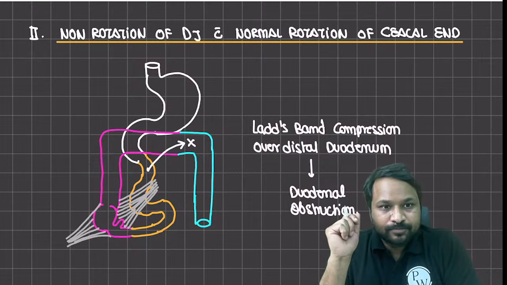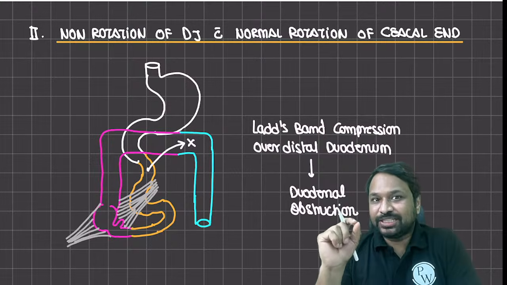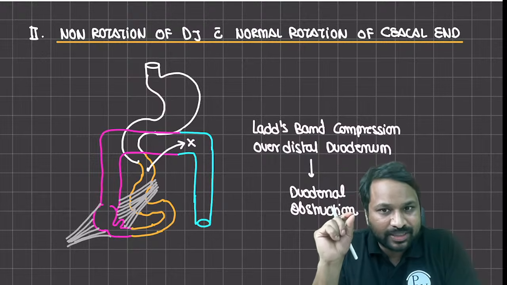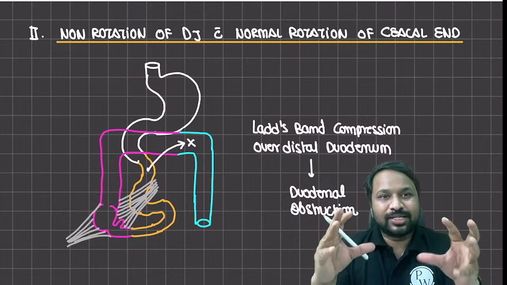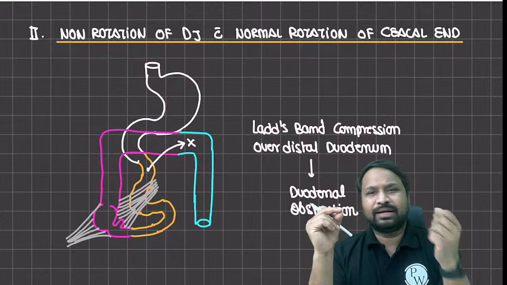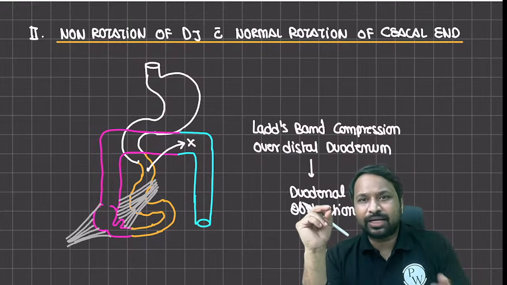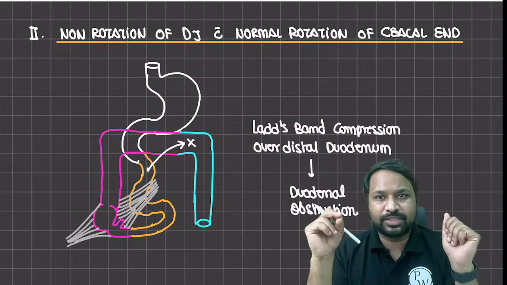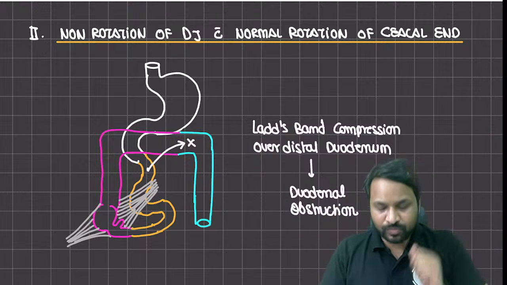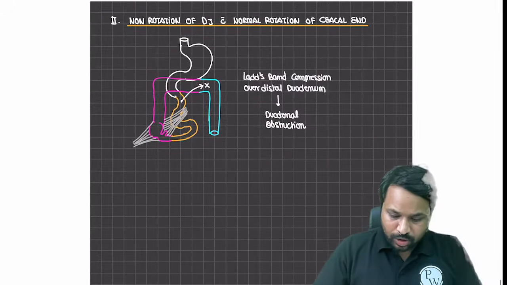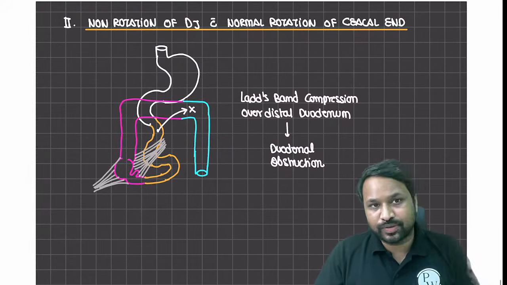Everybody clear about the non-rotation of DJ with normal rotation of Cecal? Okay. Now if you understand the concept, it's very easy for us to snap. ठीक है, आराम से एक के बाद एक, you can just have that component. ठीक है, चलो. So this is about your non-rotation of DJ with normal rotation of Cecal.